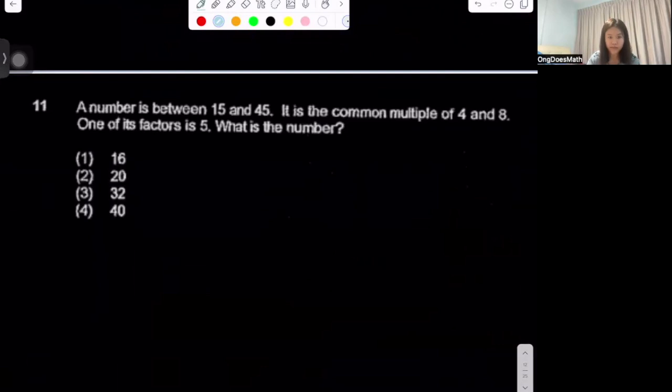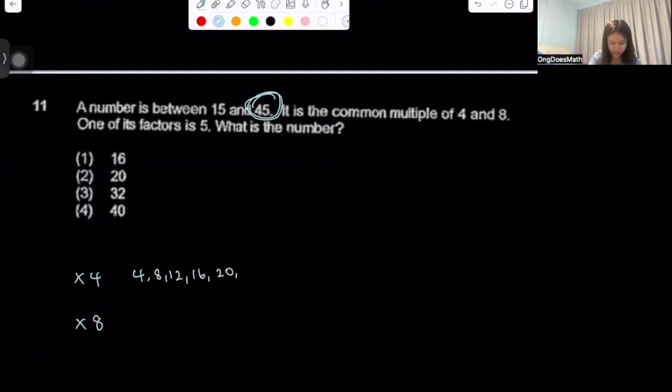A number is between 15 and 45. It is a common multiple of 4 and 8. One of its factors is 5. What is the number? So let's list out the multiples of 4 and 8 first. Then we find out what's common. We will just list out until 45 because the number is between 15 and 45. So 4, 8, 12, 16, 20, 24, 28, 32, 36, 40, 44. For 8, it will be 8, 16, 24, 32, 40, 48.